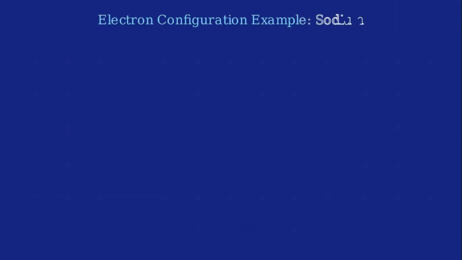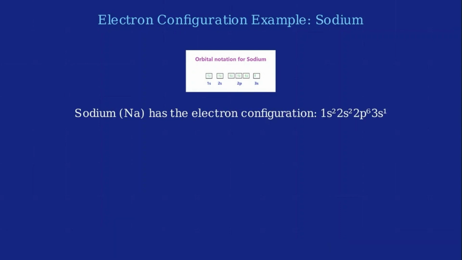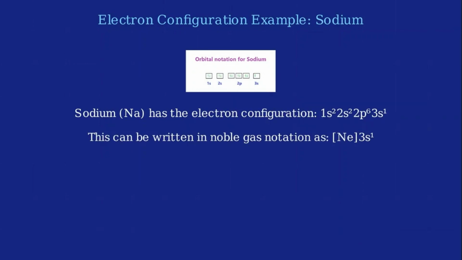Sodium serves as a straightforward example of electron configuration. With atomic number 11, its electrons are arranged as shown in the orbital notation diagram.